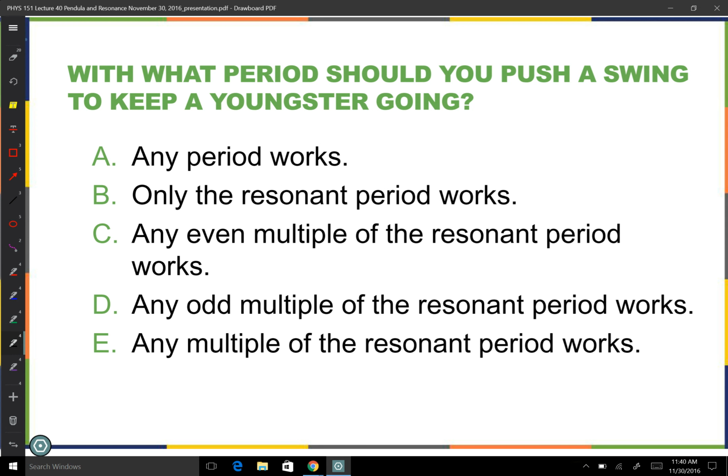So like if they come back every 2 seconds, I can push them every 2 seconds or every 4 seconds or every 6 seconds. Or any odd multiple of the resonant period works. So that would be, if it was 2, 3 times 2 is 6, 5 times 2. Or the last one, any multiple of the resonant frequency or period works. So this is your experience taking your relatives to the park and pushing them in the swing.